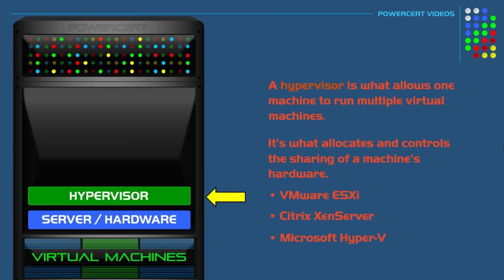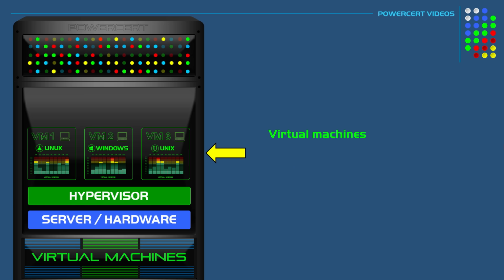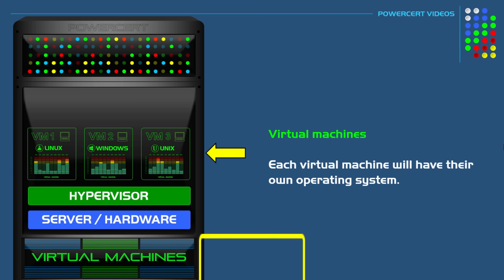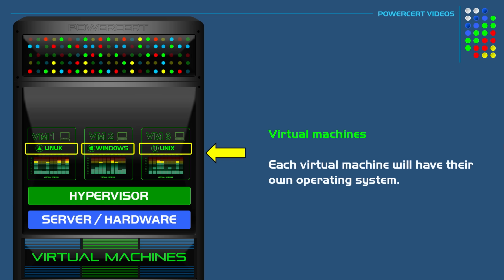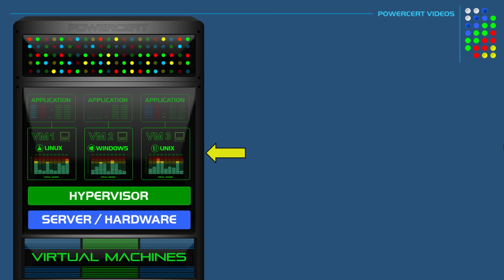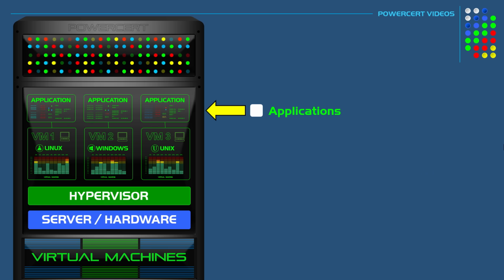And on top of the hypervisor are the virtual machines, and each of these will have their own operating system, such as Windows, Linux, and Unix. And then on top of the operating systems, there are the applications that these machines are going to be running. So as you can see, virtual machines solve the problem of wasting money on new servers.